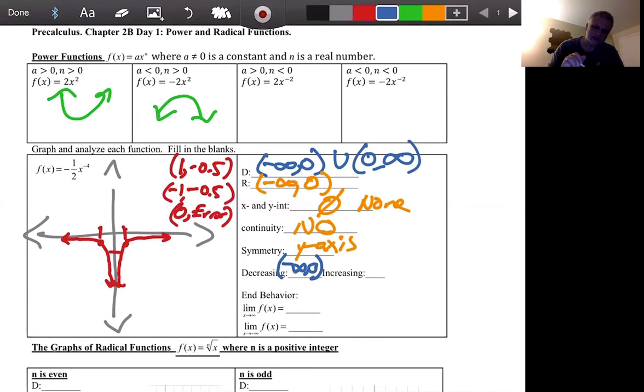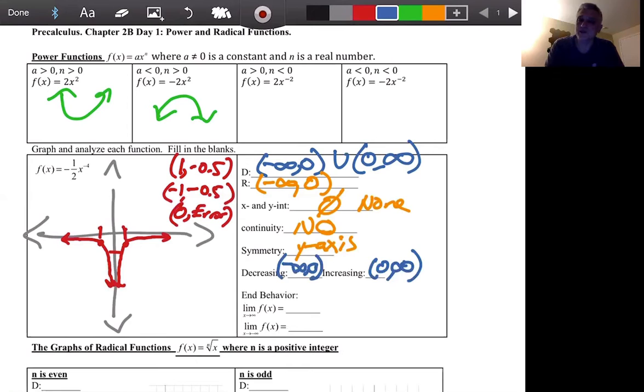Where is it increasing? Well, starting down and going up. It starts down, it's going up really, really quickly, and then it tapers off. It's still rising, but it's rising very, very slowly. So it's increasing from 0 to infinity.